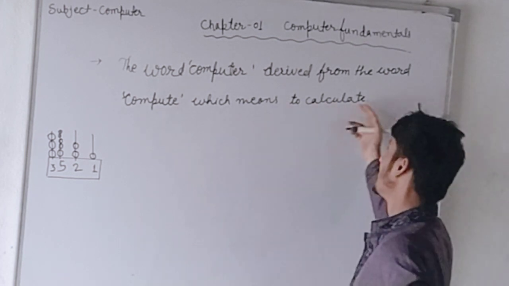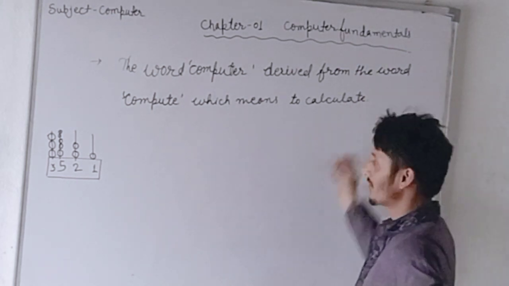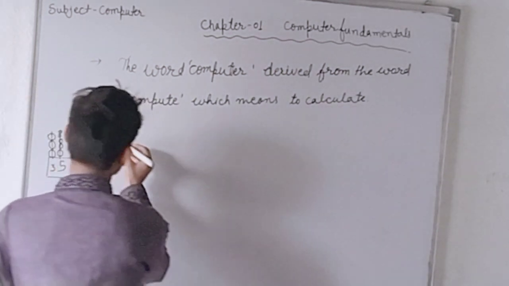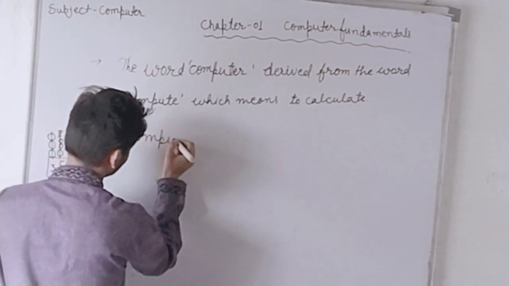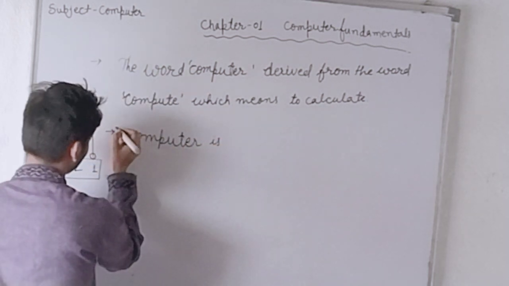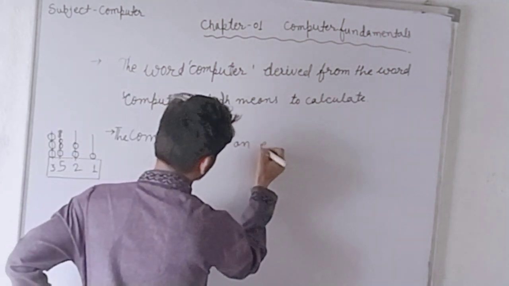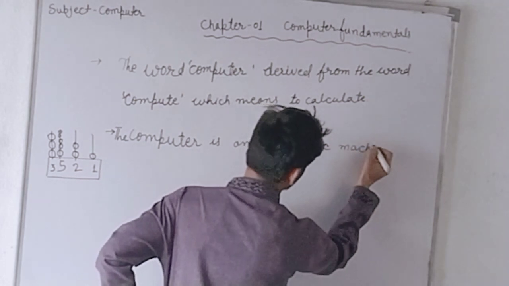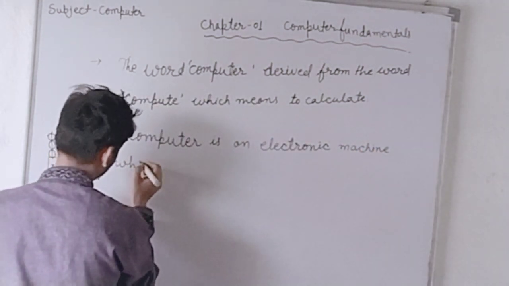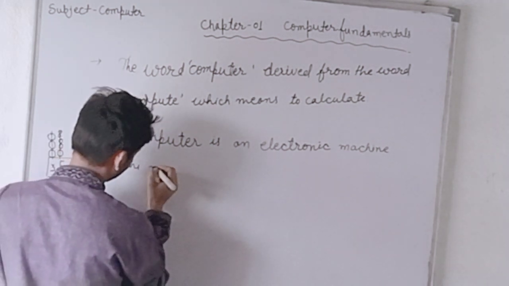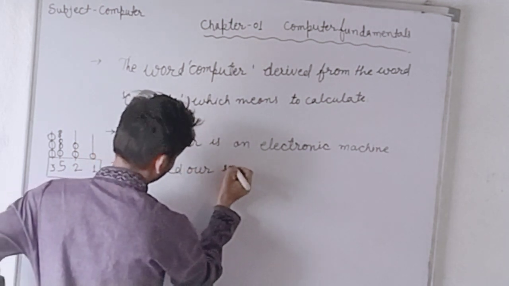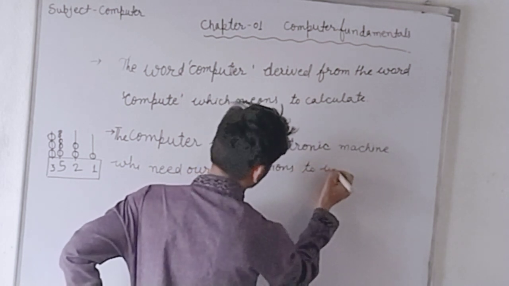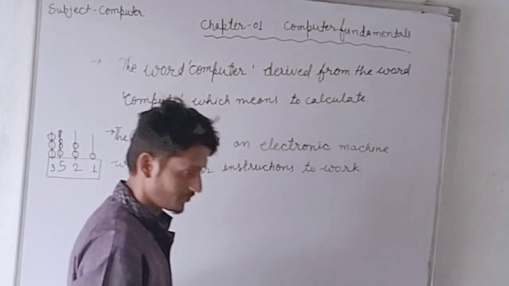So, the word computer comes from the word compute, which means to calculate. So what is the main definition of a computer? If you want to tell about the computer, what is a computer? A computer is an electronic machine which needs our instructions to work. If we want to do something, we have to give the instruction.